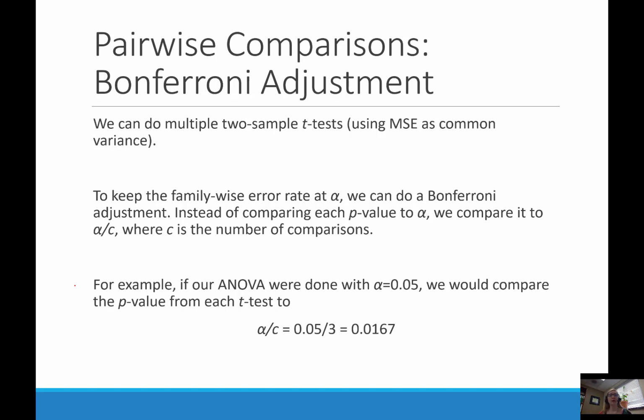One such method is called the Bonferroni adjustment. In this adjustment, we divide alpha, the overall significance level, by the number of planned comparisons. For example, if our overall significance level is 0.05 and we have 3 groups and thus 3 comparisons, the adjusted significance level for the t-tests, the pairwise comparisons, would be 0.0167. Therefore, we would compare the p-values from the pairwise comparisons to 0.0167 instead of to 0.05.